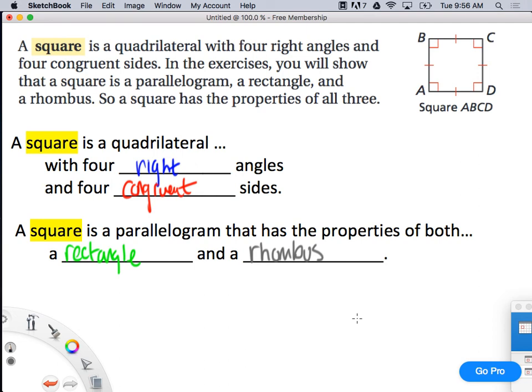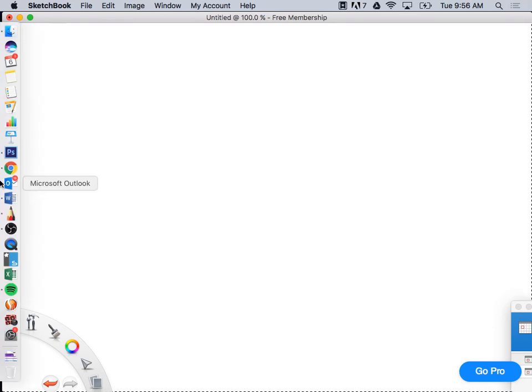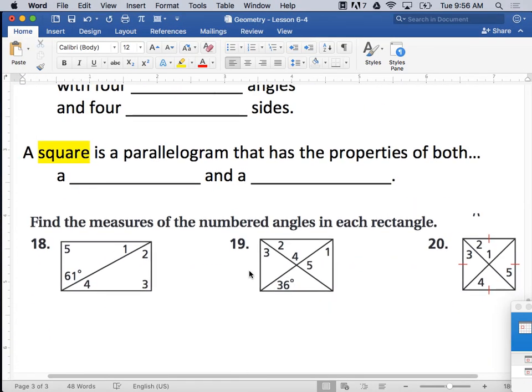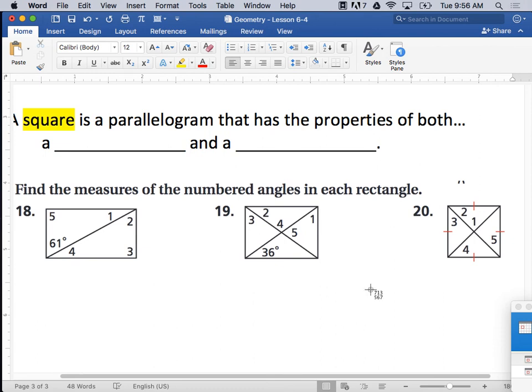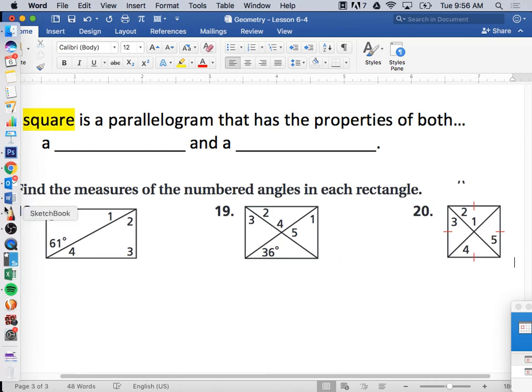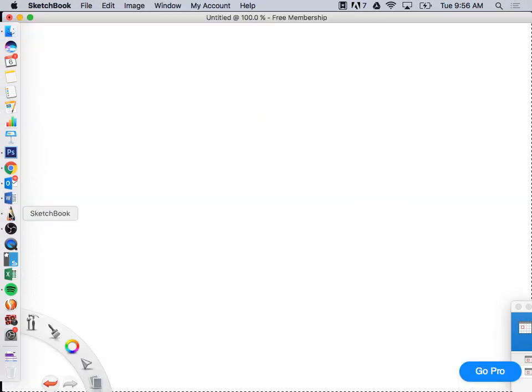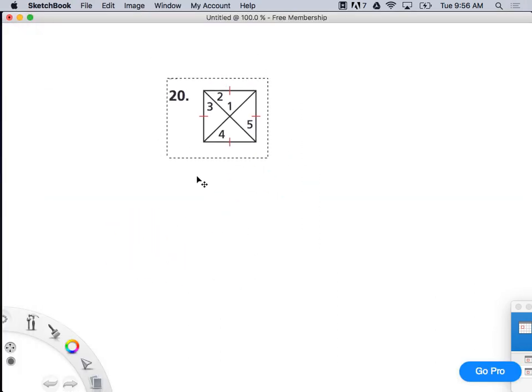Is that pretty clear? So let's just go over these questions right here on the bottom. We're not going to do all of them because actually this is a part of your homework. But let's just go over number 20 for now. That's a square. So let's take a look. First off, measure of angle 1. What's the measure of that angle? 90 degrees. So 1 is 90 degrees.